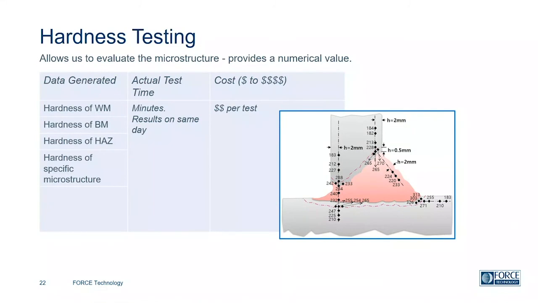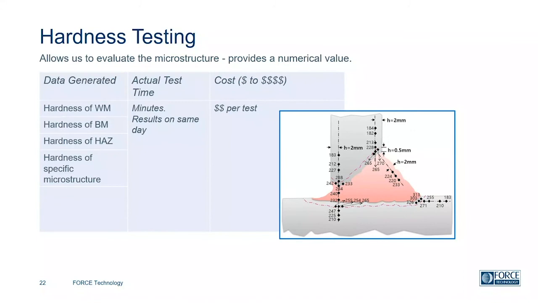The other one that's also relatively easy and quick to do is a hardness test. It allows us to evaluate the microstructure, but in this case, instead of trying to work through the different microstructure, it just gives us a numerical value. And this numerical value we call the hardness. So it's a cheap test.